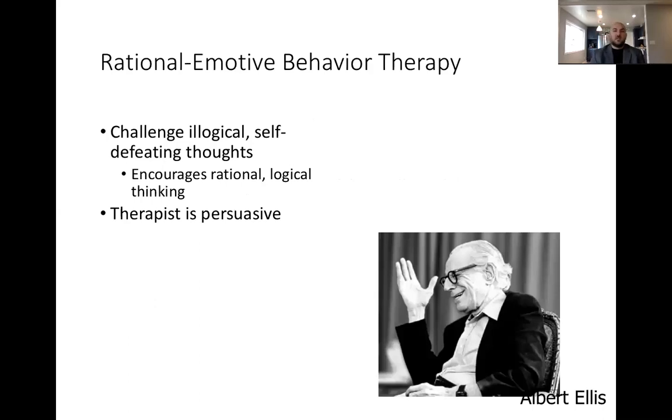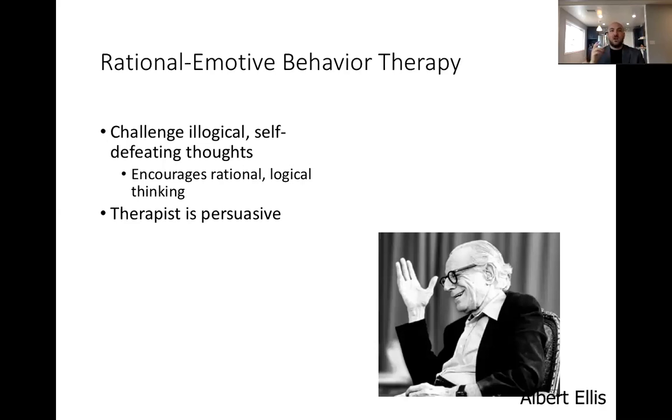The first type of therapy is called REBT, Rational Emotive Behavior Therapy. REBT was created by Albert Ellis, this guy down here, who was from the Bronx. He was from New York, and was very in your face. He had this very high kind of nasally accent like this. And what he would do as a cognitive psychologist is challenge people's illogical and self-defeating thoughts.